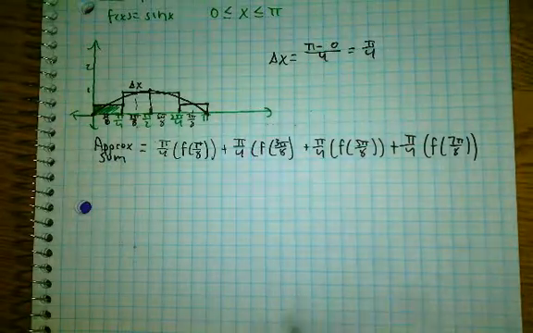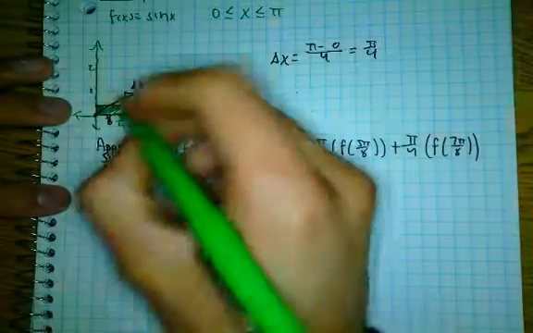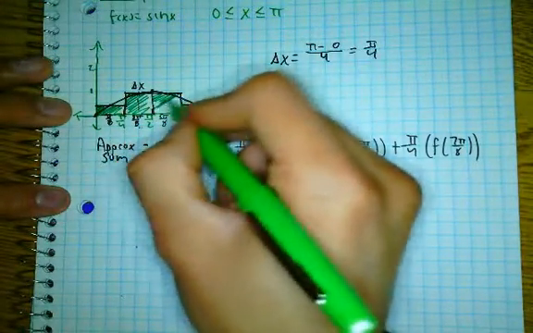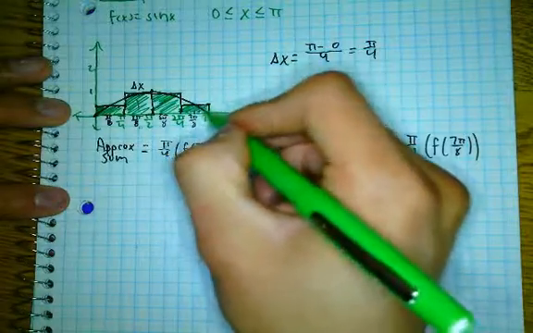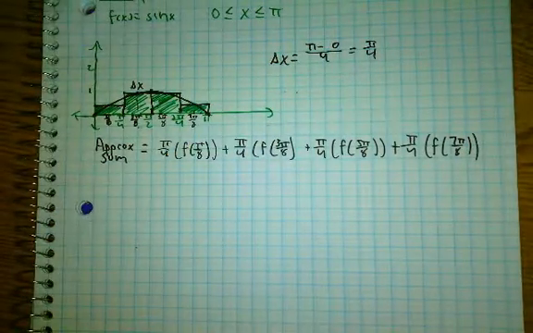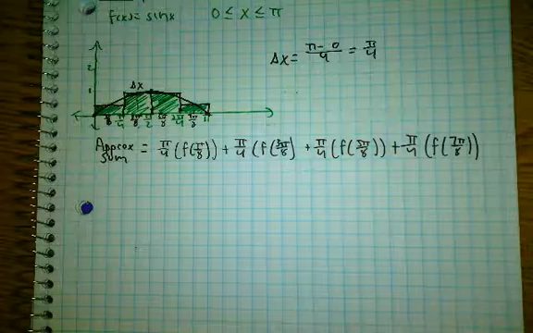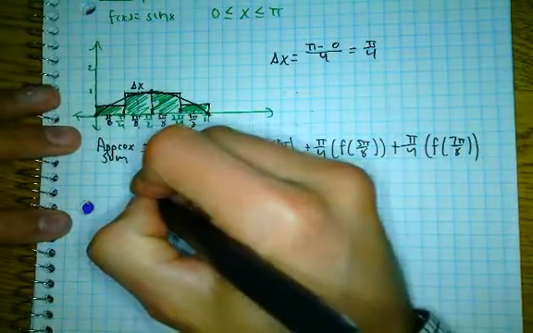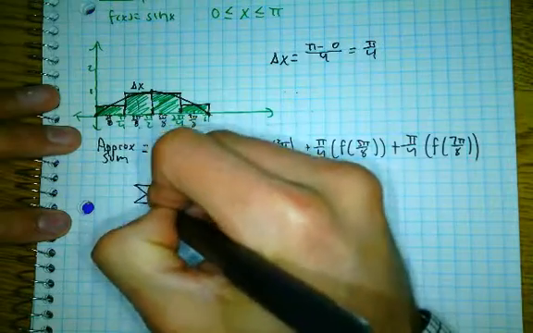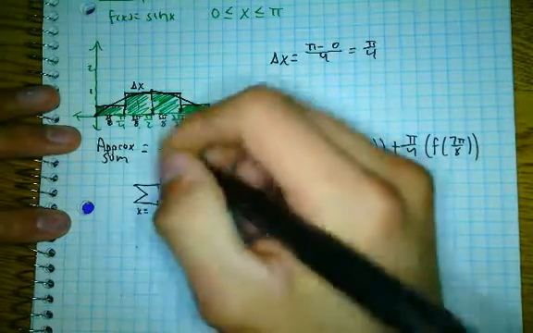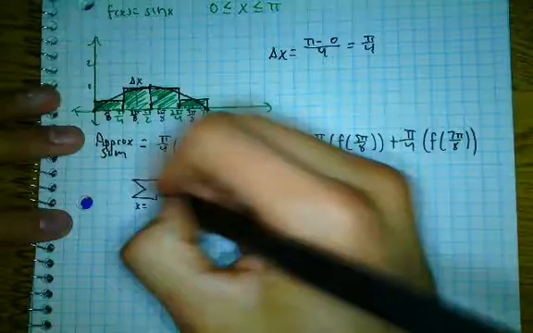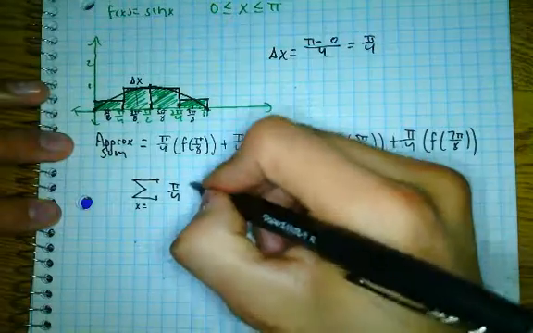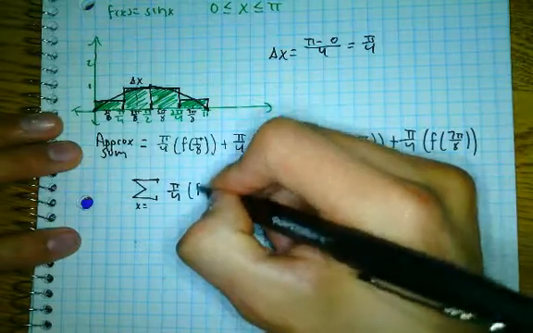Agreed? Okay. How can I reduce this to a formula so that I can use a calculator? Any thoughts? It's definitely going to be pi over 4 times something, right? f of what? What do you guys think?